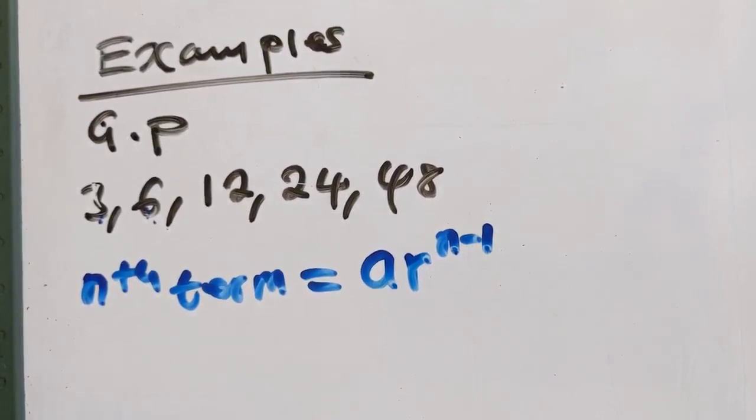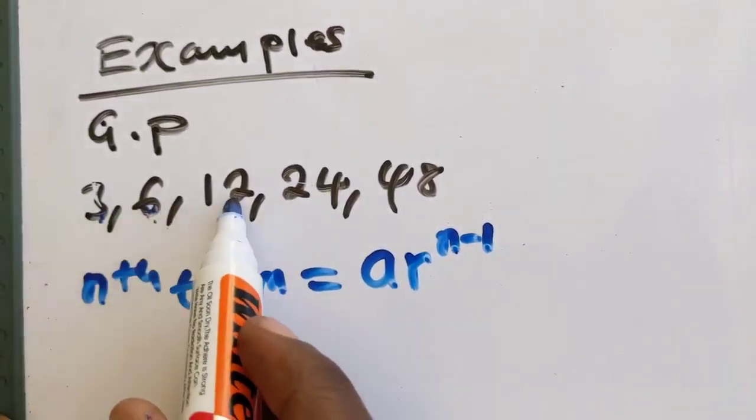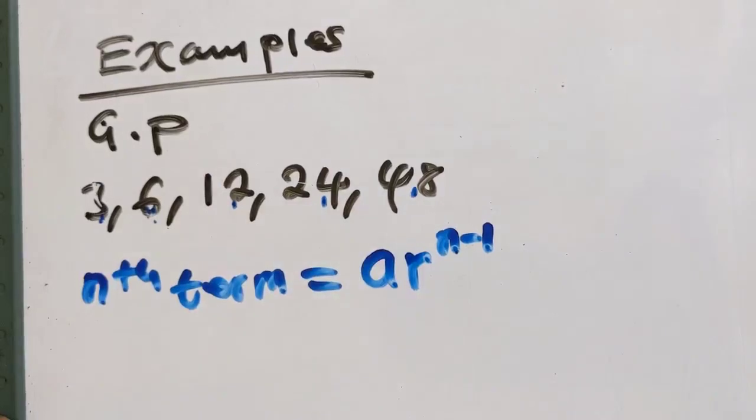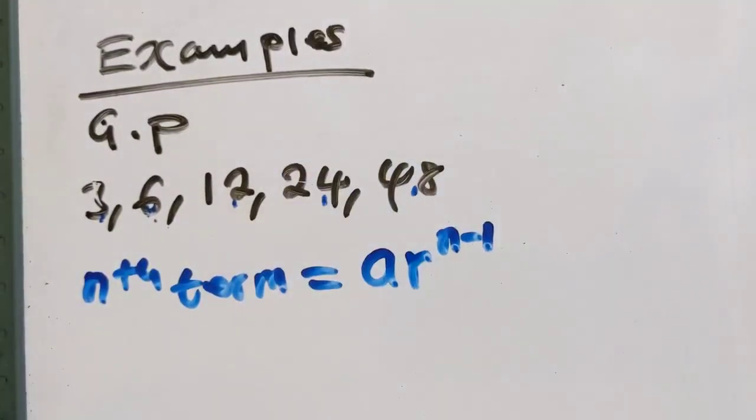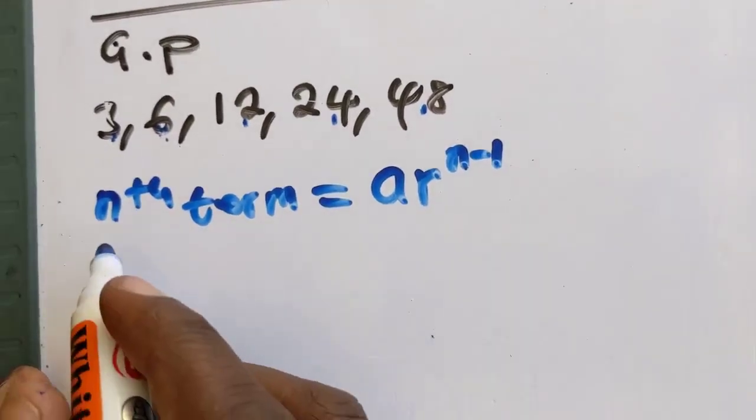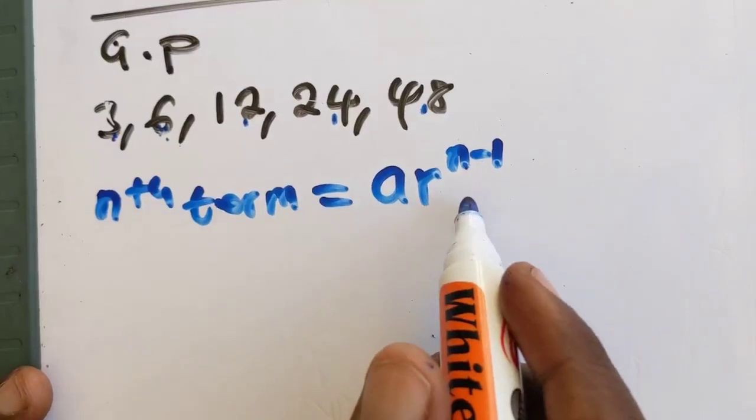So if they give you a question saying that you should find the fifth term. This is term 1, term 2, term 3, term 4, term 5. Okay, the fifth term, which is the one on number 5. Let's try to find the fifth term using this formula that we have written.